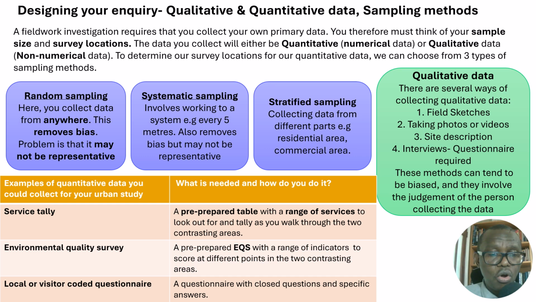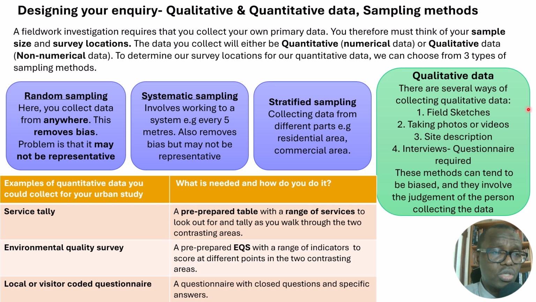And then in terms of examples of quantitative data that you could collect, I have done that as a table here, and so you have the examples of the quantitative data and what is needed and how you do it. Okay, so one of the things you could collect is service data, so do a service tally, right? So you will need to have a pre-prepared table with a range of services to look out for, and then tally as you walk through that particular area, in your two contrasting areas.